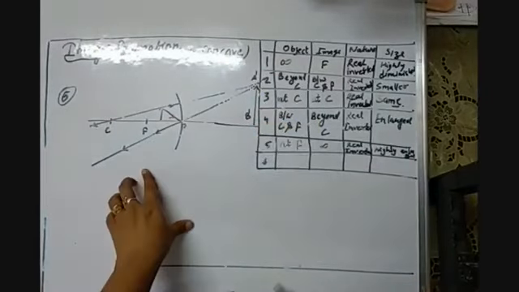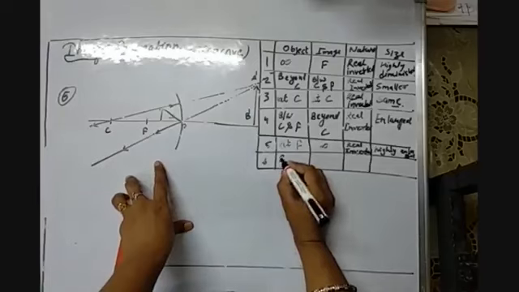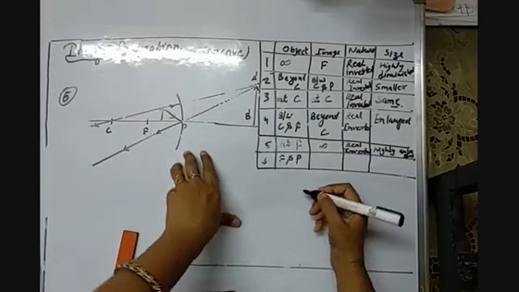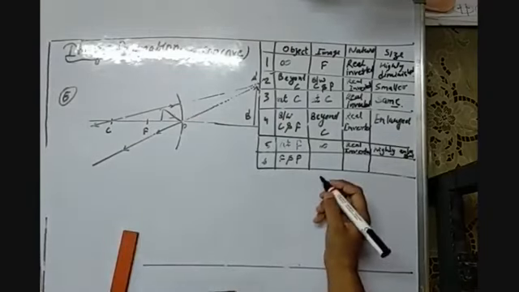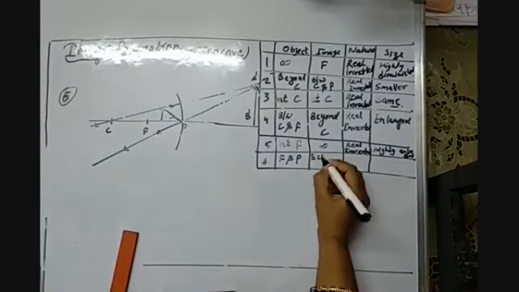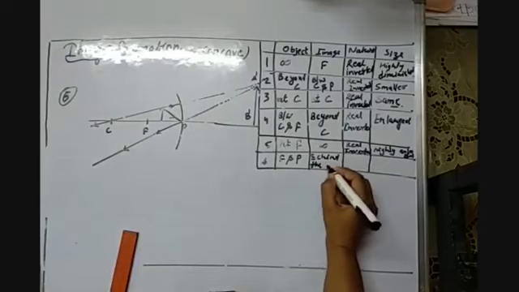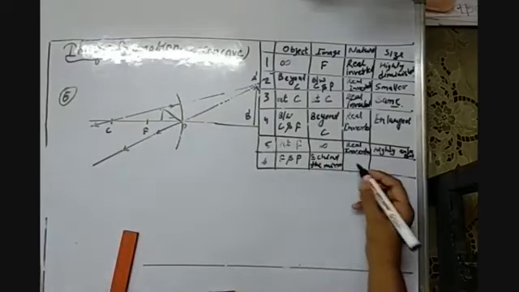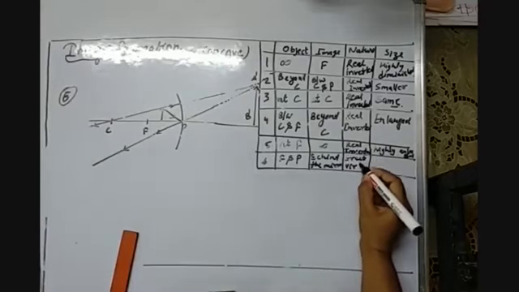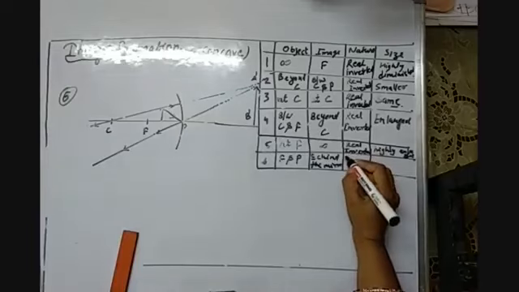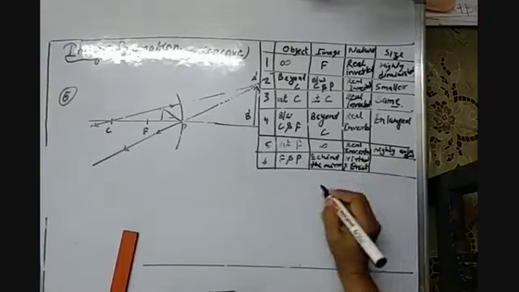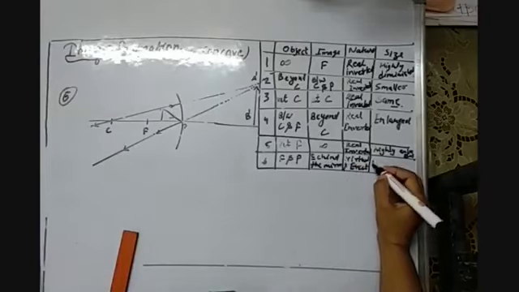So when the object is between F and P, the mirror forms the image behind the mirror. So we have to write behind the mirror. It is erect, and erect images are always virtual. So we have to write virtual and erect. And this is also highly enlarged.